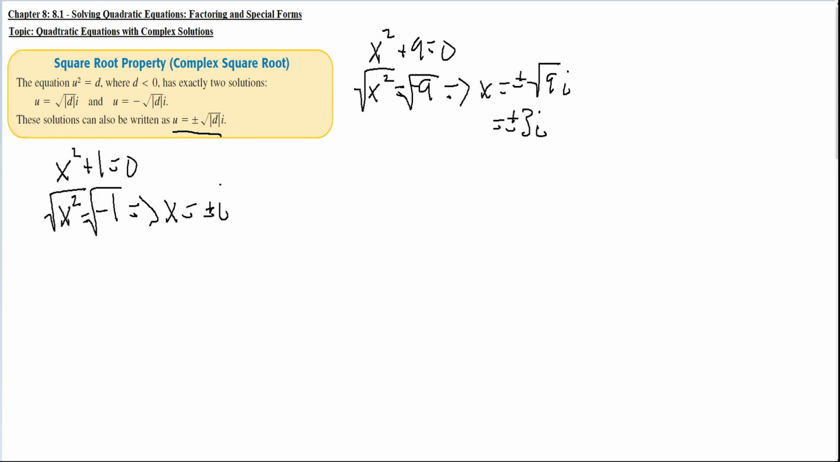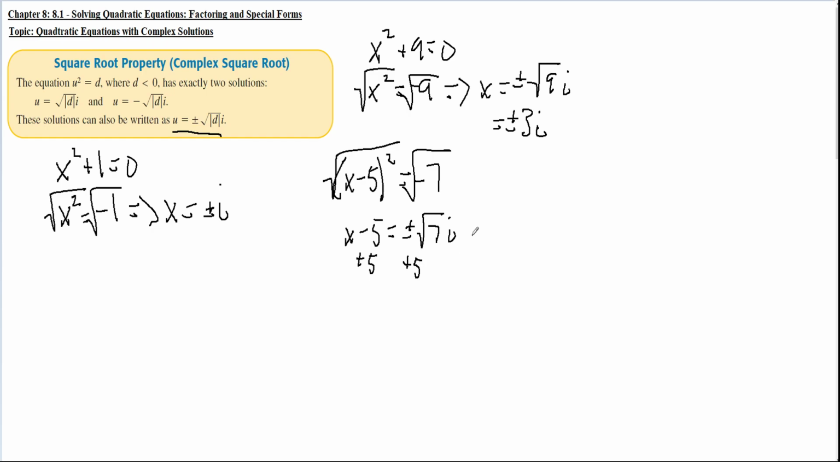Another example is if we have, let's say, x minus 5 squared equal to negative 7. Well, what we have to do is take the square root of both sides, and so we'll end up with x minus 5 being equal to plus or minus the square root of 7 times i, and then all we have to do to solve for x is just add the 5 on both sides. And so we will have x being equal to 5 plus or minus the square root of 7 times i.